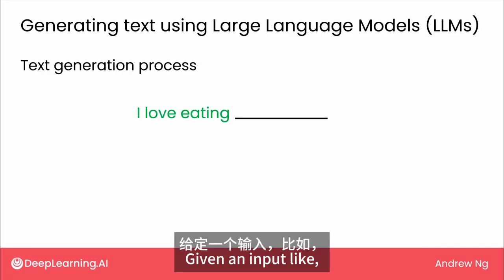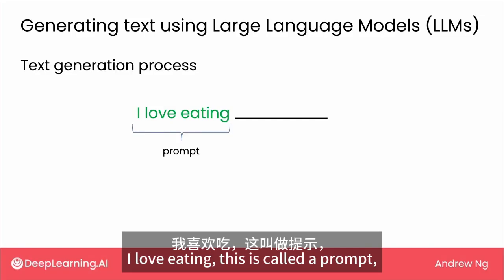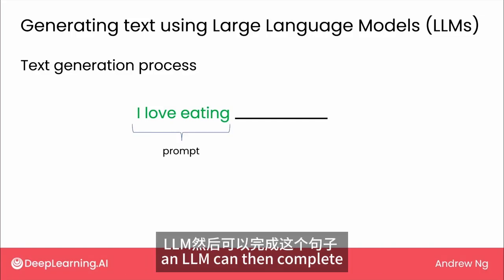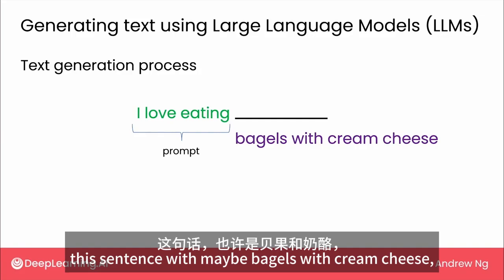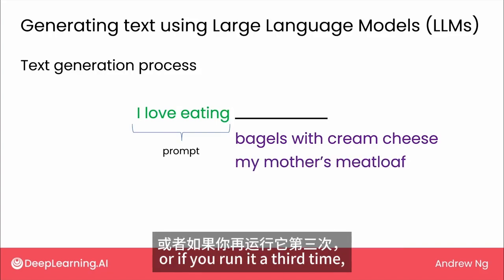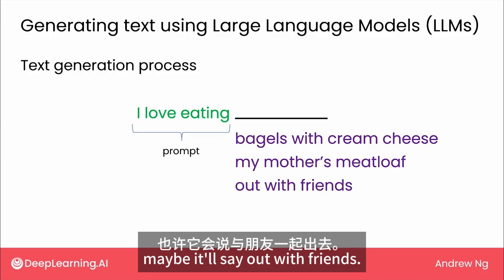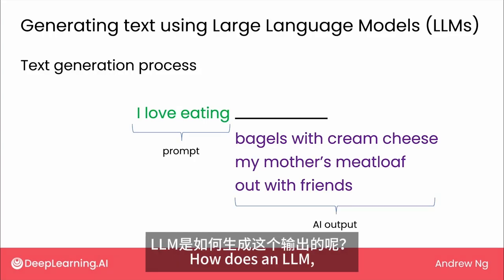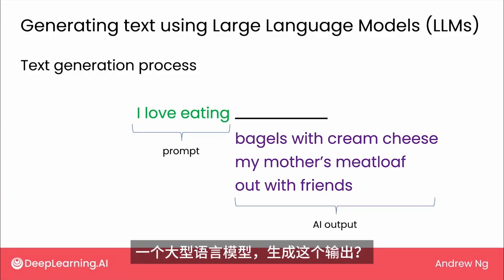Given an input like "I love eating," this is called a prompt, an LLM can then complete this sentence with maybe bagels with cream cheese. Or if you run it a second time, it might say "my mother's meatloaf." Or if you run it a third time, maybe it'll say "out with friends." So how does an LLM, a large language model, generate this output?